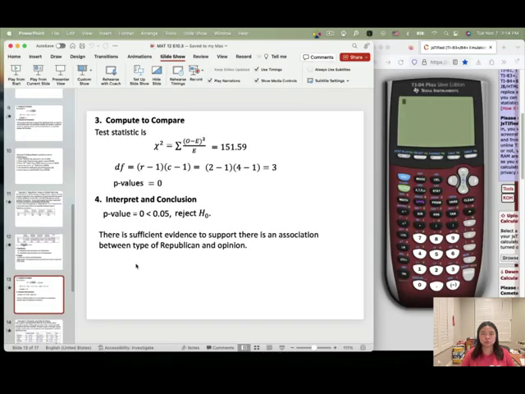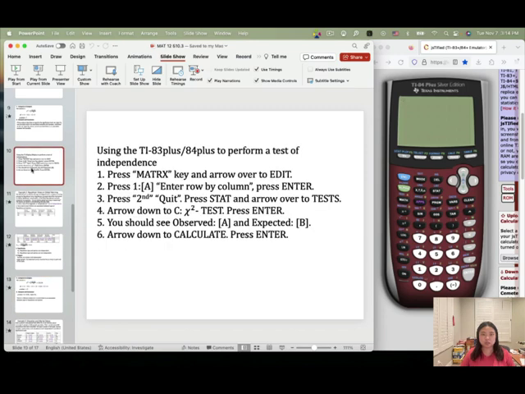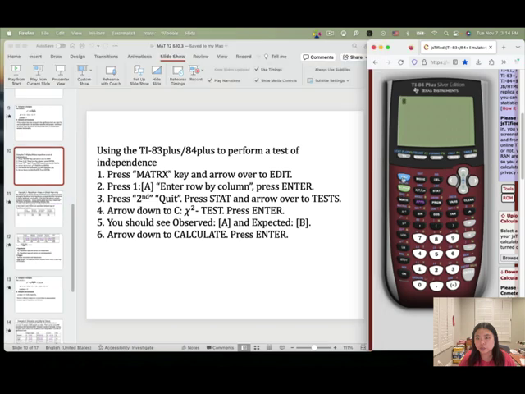Okay, now let's use the calculator. We're gonna go to the matrix. Matrix is gonna be here. So go on second matrix, and then we're gonna go to edit. And then we're gonna enter for the A. So enter the row by column.